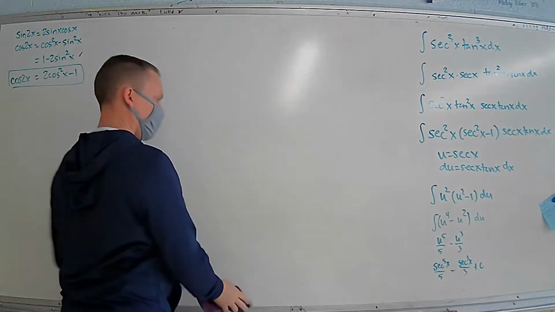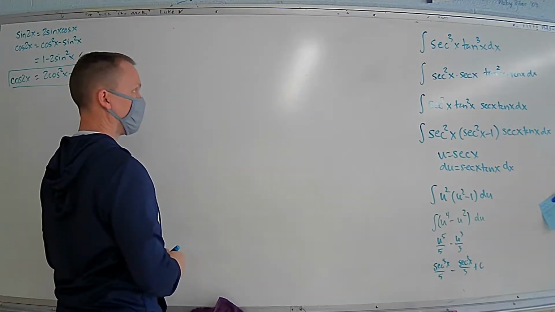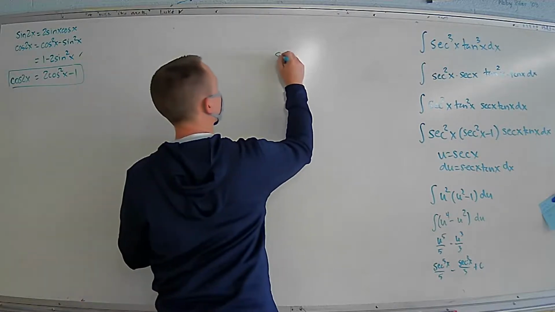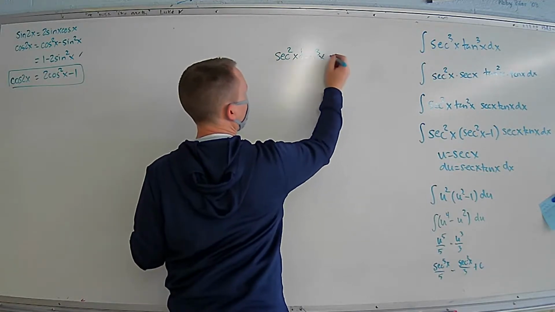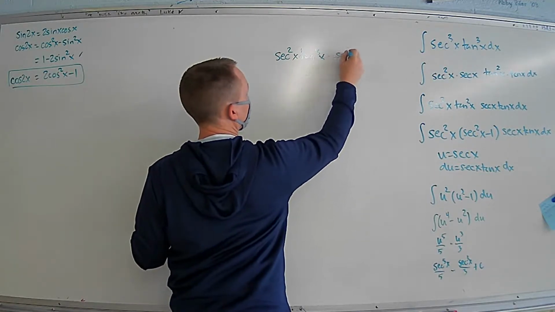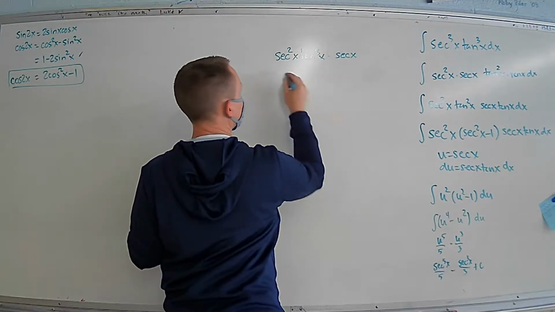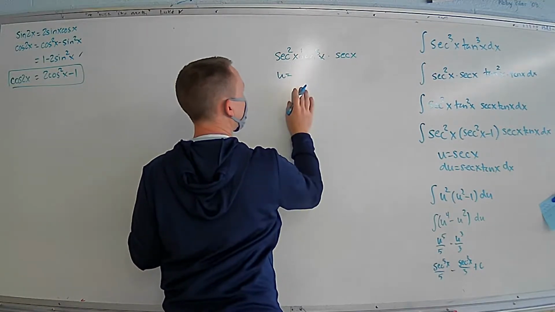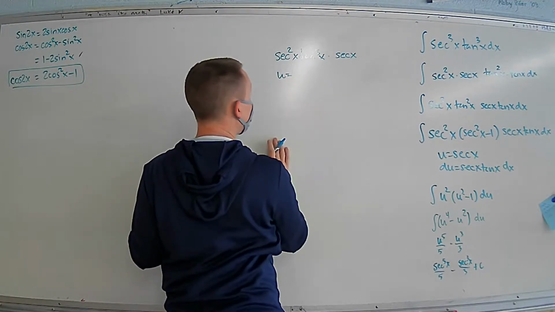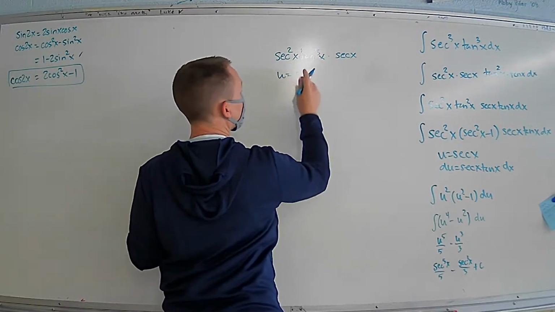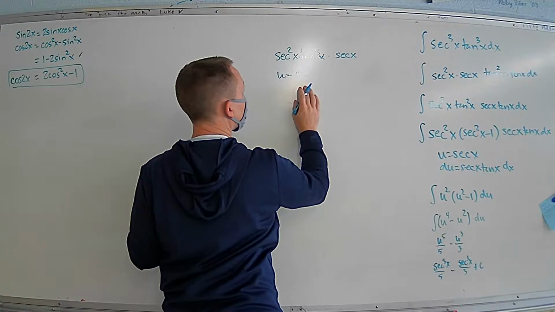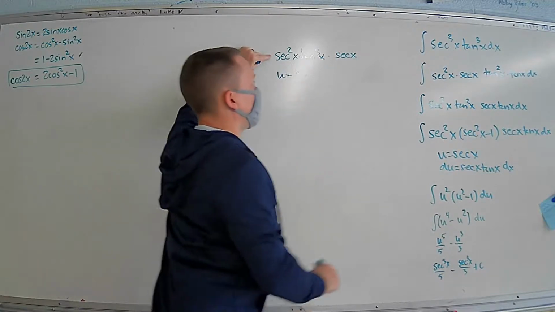Another way I would do it: secant squared of x tangent cubed of x, and then secant of x. Then you do the derivative. So u is what? It wouldn't really complicate that. U would be tangent of x. Well, no. Well, this right here is equivalent to the original product, right?